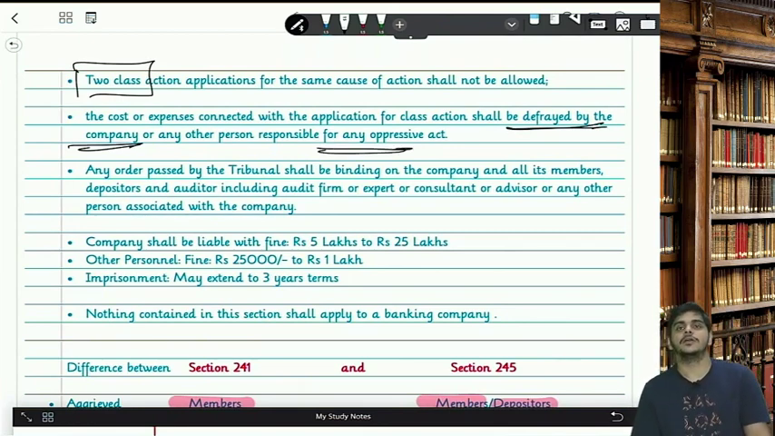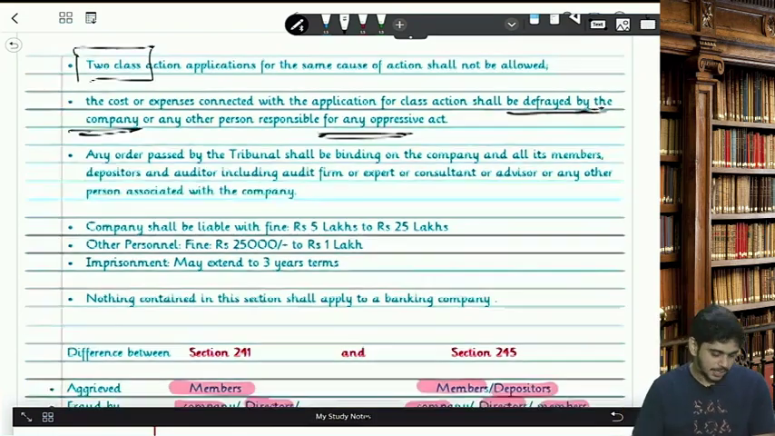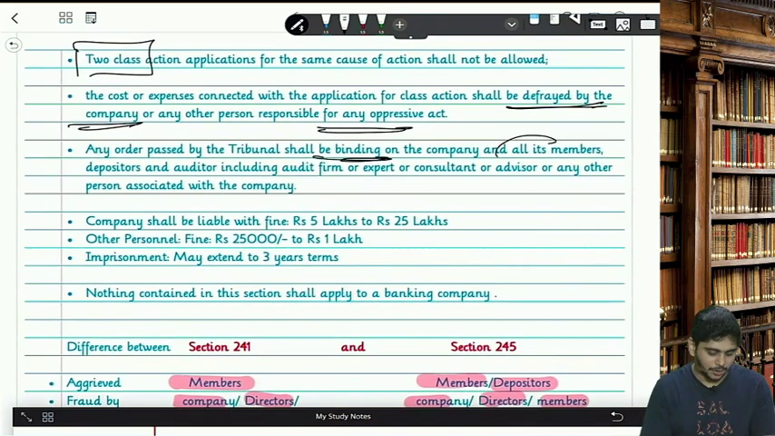That means it will be paid. Whatever lawyer's fees, stamp duty paper, affidavit paper, whatever expense is incurred, it has to be paid by the company or the person who is proved guilty. Any order passed by the tribunal shall be binding on the company and all its members, depositors, auditor, including auditing firm, expert, consultant, advisor, everyone who was associated.